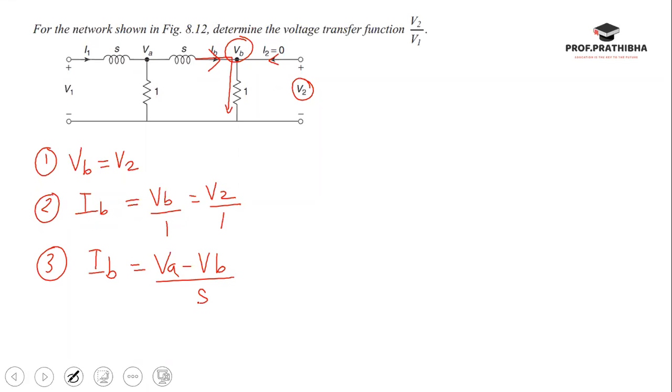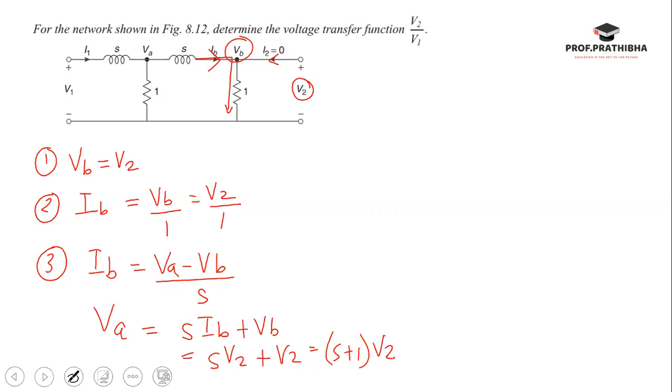But what is my, मुझे VA चाहिए इसमें, तो मेरा VA क्या है? I can write S times of IB plus VB. You agree? And now what is IB? मेरा IB तो मेरा V2 है. Plus what is my VB? मेरा VB भी तो V2 है. So can I say that I have got S plus 1 times of V2 as my VA?